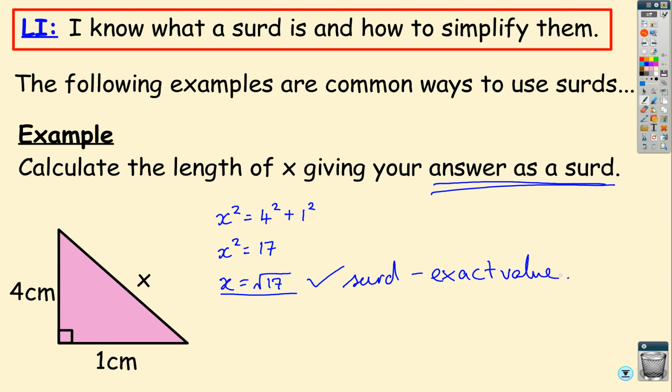Okay, the vast majority of these questions, in fact, if not all of these questions, will go into non-calculator papers. So I strongly discourage the use of a calculator during this topic. There are a couple of times where I'll let it go, but for a lot of the time, the more you try and force yourself to work without the calculator, the better you'll get on in the long run.